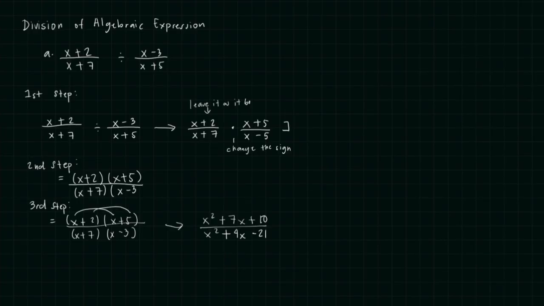After that, we're going to add the denominator. X plus x is equals to x squared, and then 7 plus negative 3 is 4x, and then we're going to multiply it. 7 times negative 3 is negative 21. Our final answer is x squared plus 7x plus 10 over x squared plus 4x minus 21.